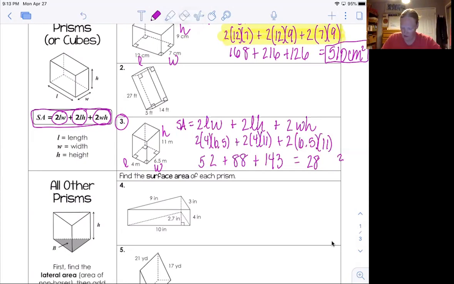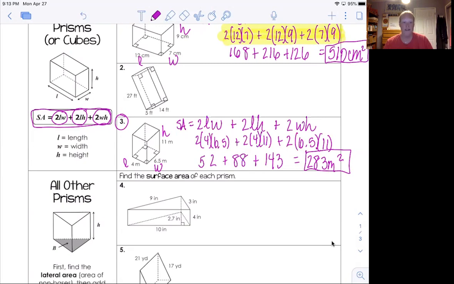And the cat just undid some stuff. So 283 meters squared. Okay, seriously, she walked on it and it hit the undo button because her feet are warm, right? Okay. All right.